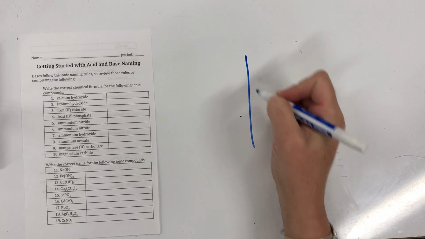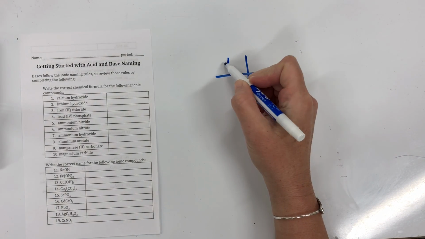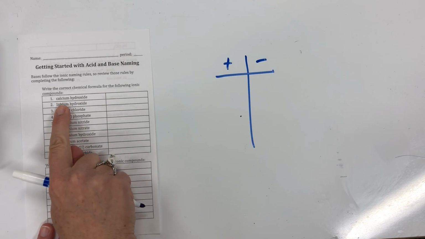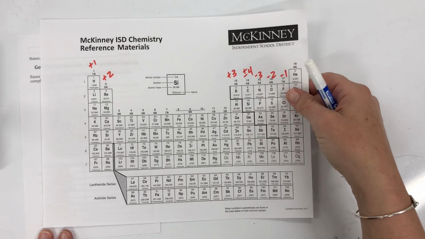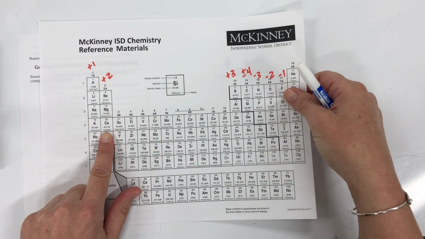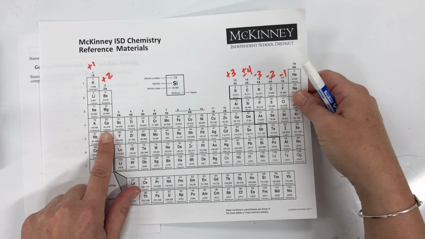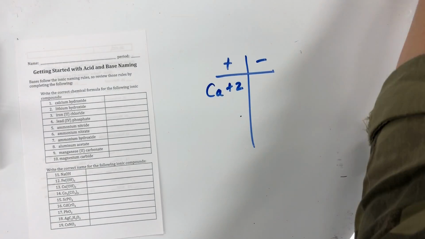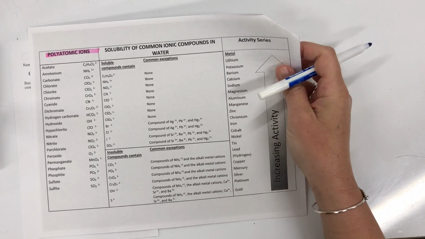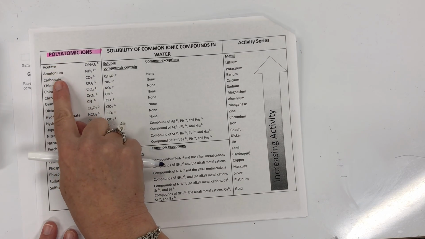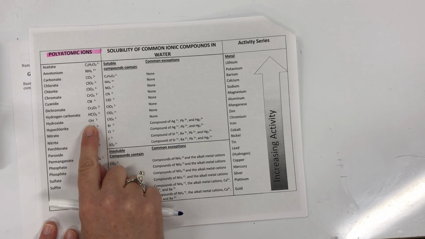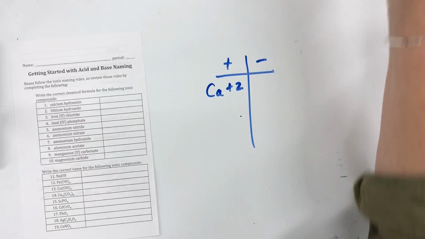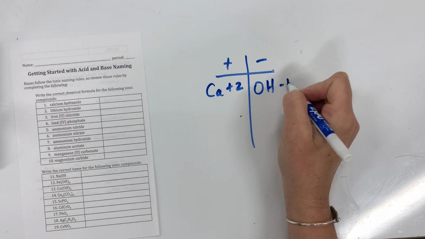So remember, when we write ionic compounds, we want to balance our positive and our negative charges. And when I look at my periodic table, I find that calcium is in column 2, so it has an oxidation number or a charge of +2. I go to my polyatomic ion chart. I find hydroxide. Its formula is OH, and it has a charge of -1. So I'm going to write my hydroxide over here.